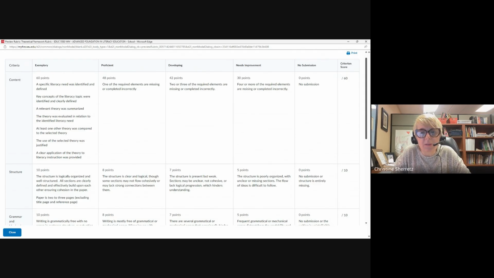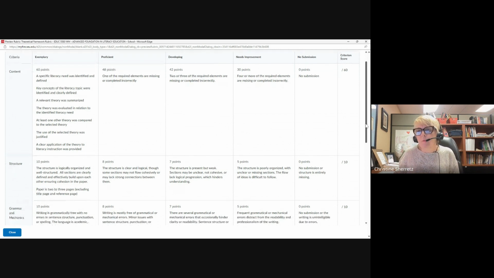The theory behind that needs to be summarized. Then you need to evaluate that theory in relationship to other theories to justify why you are agreeing with this particular theory. And then there needs to be a clear application between your theory and the instruction that you're going to be providing. I'll be looking at the structure of the paper.